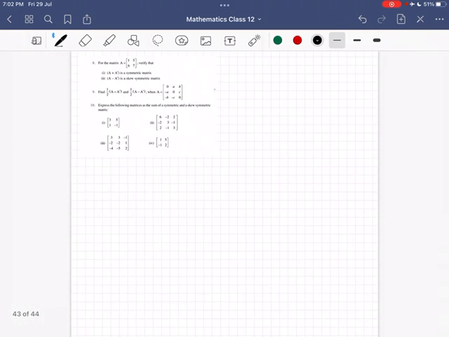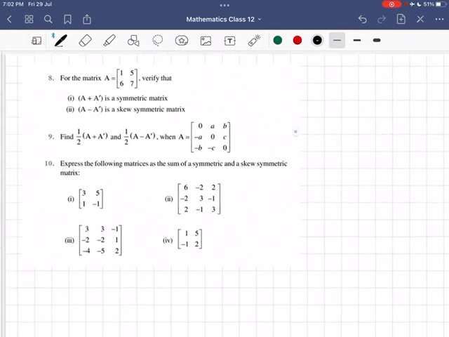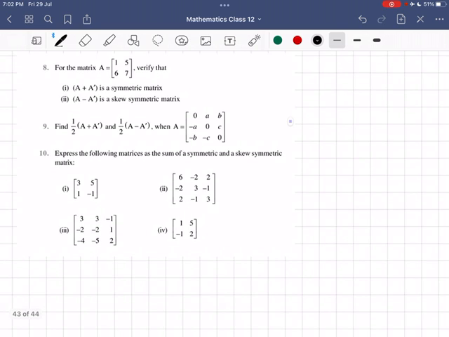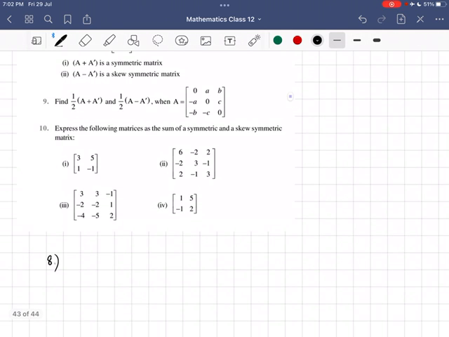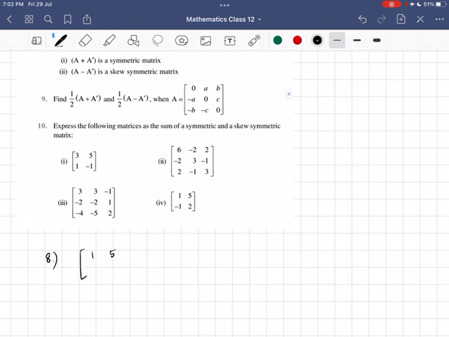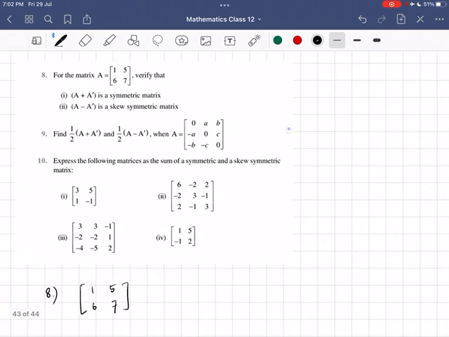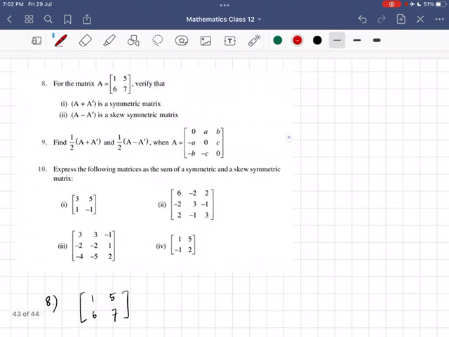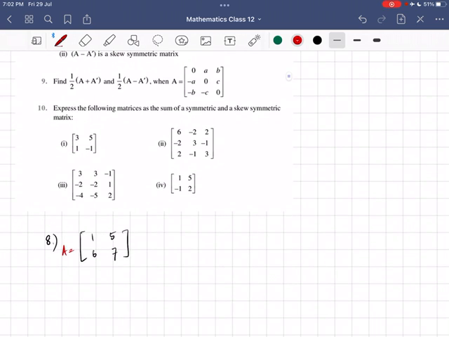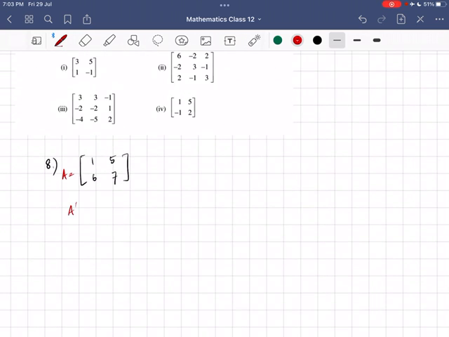Now we have question number 8. Here they have given a matrix A, 1, 5, 6, 7, and you have to verify that A plus A transpose is a symmetric matrix. So we need to verify that A plus A transpose is a symmetric matrix. For that, first thing, let us find out A transpose. A transpose will be equal to 1, 6, 5, 7. This is my A transpose.